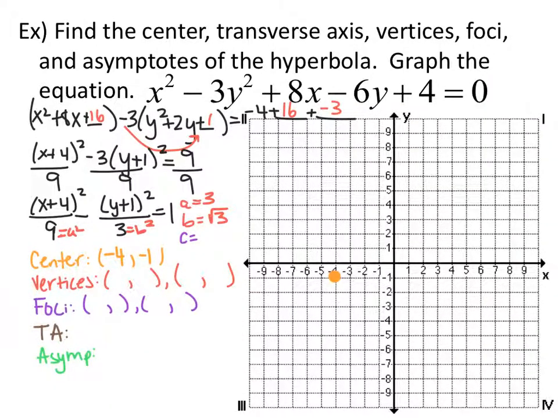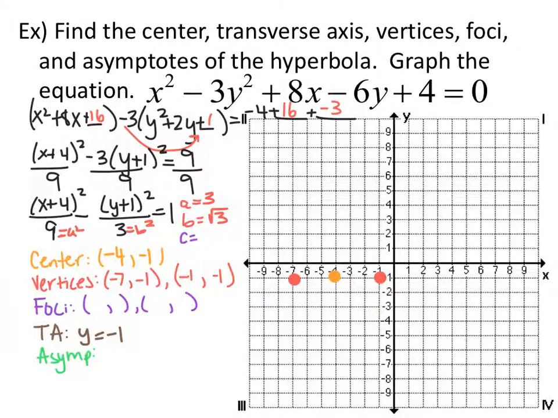So when we go to find our vertices, we want to go in the direction of x to find our vertices because that's the first one listed. So I'm going to go 3 in the x direction to find my vertices. So I went 3 to the right and got negative 1, negative 1, and I went 3 to the left and got negative 7, negative 1. So now you can read the transverse axis right off of this. The transverse axis is the line that contains the vertices and the center. So in this case, it's just the horizontal line y equals negative 1.